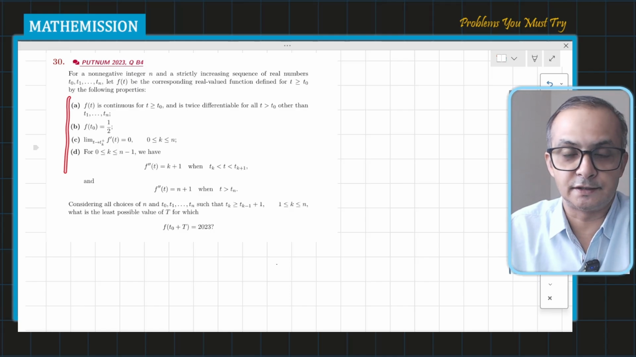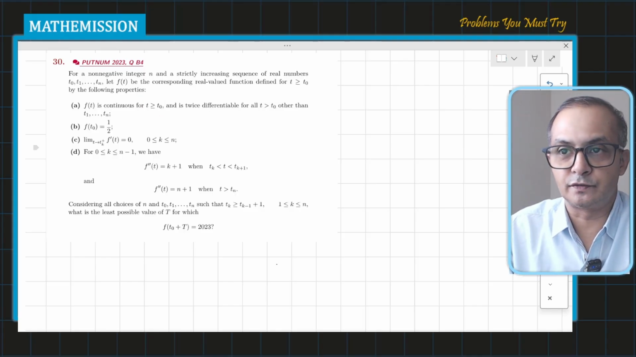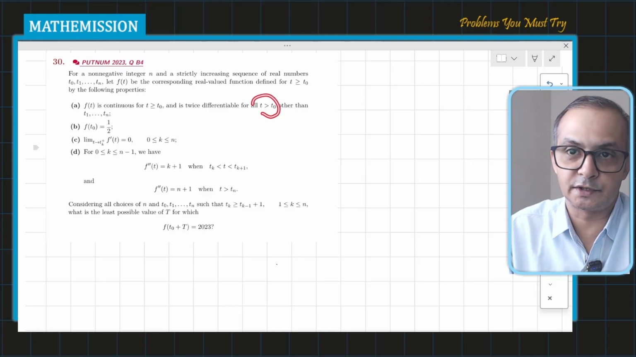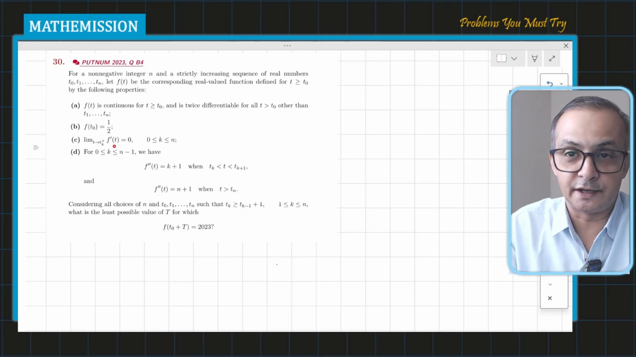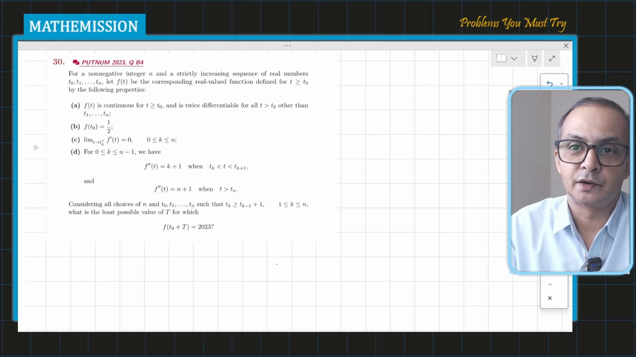The first property tells that f(t) is continuous for any t greater than t0 and is twice differentiable for any t greater than t0 except these subscripted real numbers t1 to tn. So these are real numbers, not integers, first understand. The second property is that the f(t0) value is given as half, and the third property is that when we find the limit of the derivative of the function at tk from the right hand side, we are getting 0, and it is only when k goes from 0 to n.